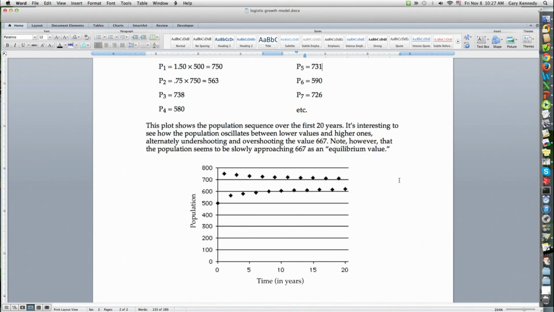What is maybe not so clear, but it would be clearer if we took this out to an even greater number of years, is that those larger population values are declining. The lower population values are going upward, and in fact they're both approaching the same value. They both happen to be approaching what I've already identified as a special value in this model, namely 667. That happens to be the equilibrium value. So I claim as we take this model further and further forward in the future, we'll see the population alternately rising and declining, but getting closer and closer to an equilibrium value of 667.